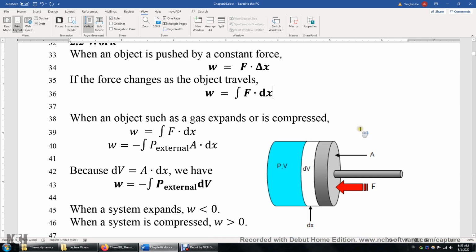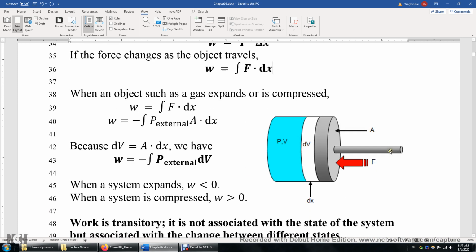Now let's talk about the compression or expansion of a gas. In this picture, a force is exerted on a piston. The piston is pushing the gas. So how do we compute the work? It's simply F times dx. And remember, F is equal to pressure times the area. Therefore, we replace F with P external times the area A. And over here, this is the equation for expansion or compression work.